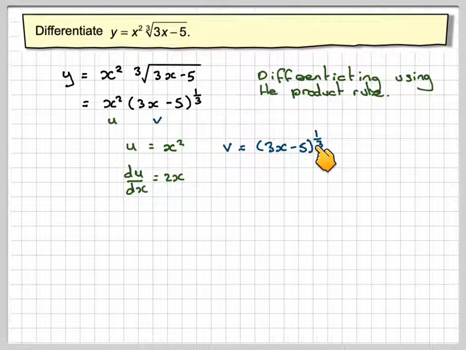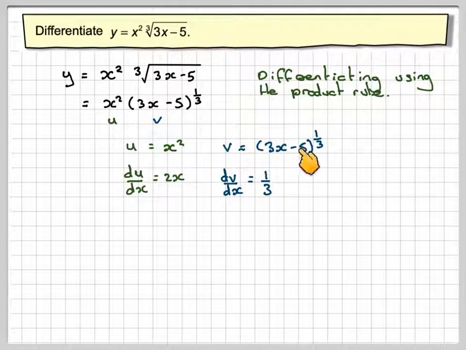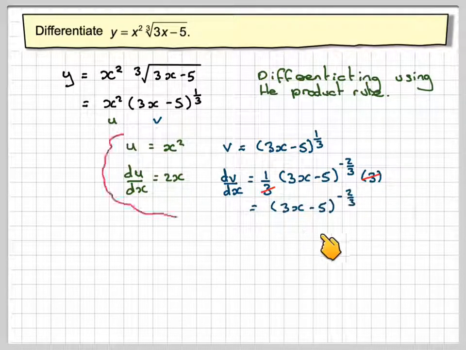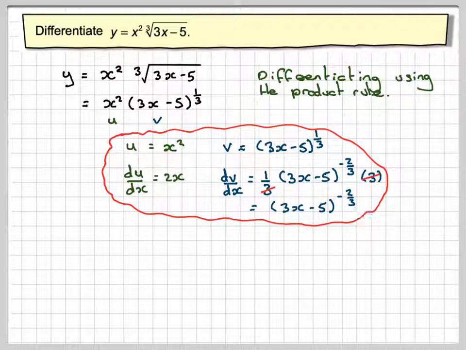So using the chain rule, we bring the 1/3 down in front, so dv by dx is 1/3. Write down the bracket, 3x minus 5, reduce the power by 1, so 1/3 minus 1 is minus 2/3, and then differentiate the bracket. And don't forget to differentiate the bracket. Now we can see that the 3 and this 3 cancel, and we're left with 3x minus 5 to the minus 2/3.